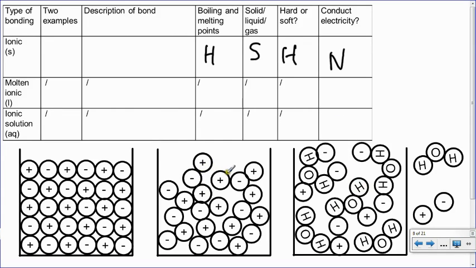So let's just look at the last column. Can a molten ionic substance conduct electricity? Well, ask yourself the question, can the ions move? Well, yes they can, it's a liquid. So can it conduct electricity? Yes it can, because the ions can move to carry the charge. This last example, an ionic solution, can the ions move? Well yes, again it's a liquid, so the ions are free to move to carry the charge, so it can conduct electricity.